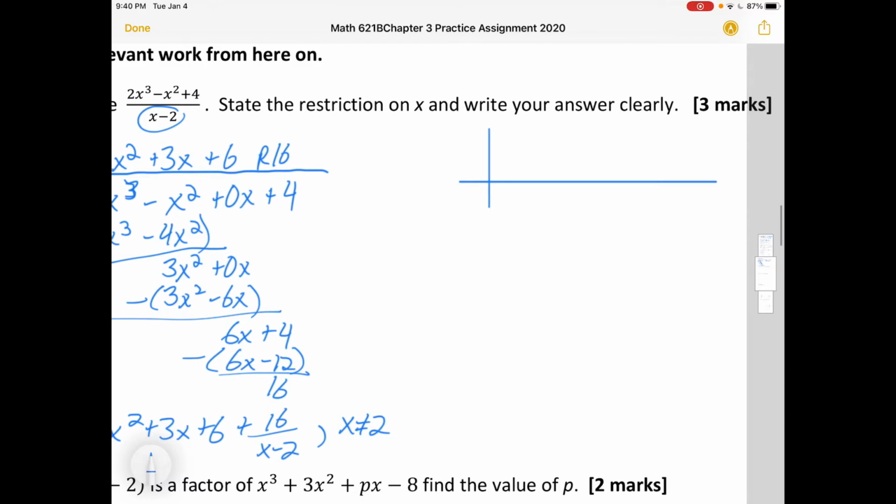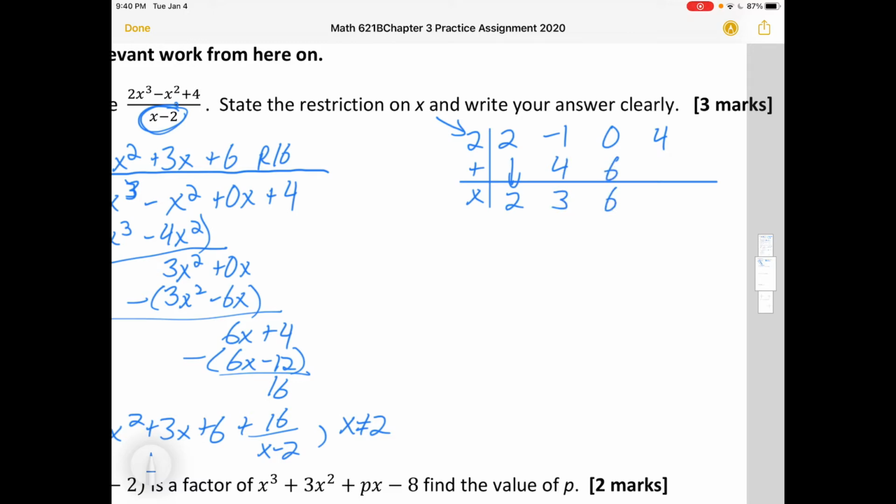The only thing with synthetic division is you have to be really careful about that placeholder. So there's 2x cubed, there's minus x squared, there's 0 x, and there's 4 just regular constants or units. Okay? And because it's x minus 2, we put a 2 over here. And we pull it down, and then we multiply. And we add, and we multiply. We add, and we multiply, and we get the same result.